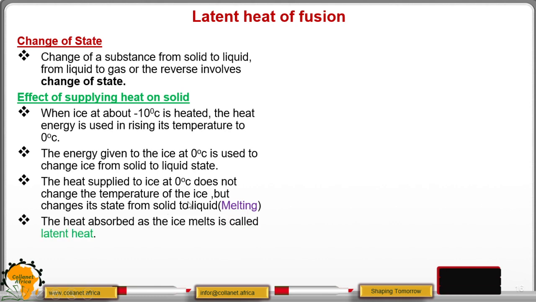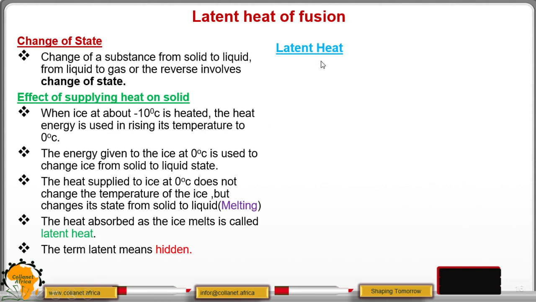Now, that energy that is absorbed during the change of state, or that is lost during the change of state, is what we call the latent heat. And the term latent means hidden. We are saying that it is hidden because we can't see the rise in temperature. That's why we say that it is hidden.